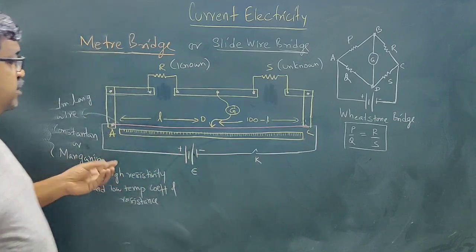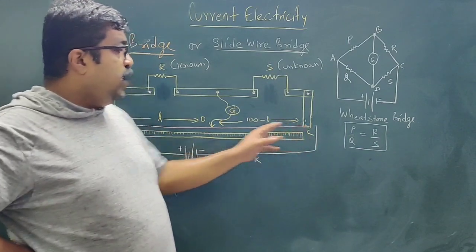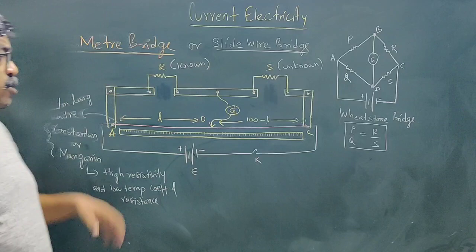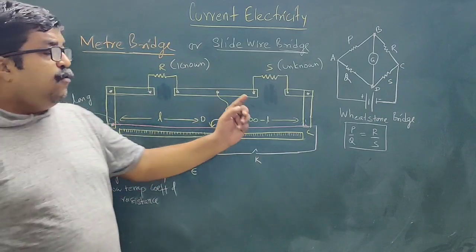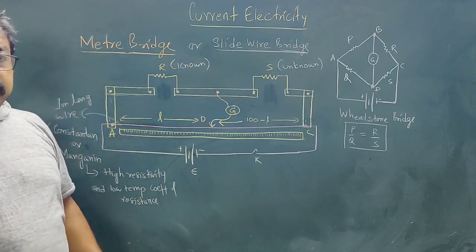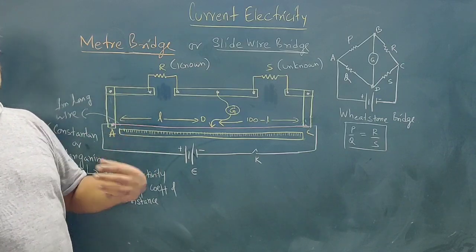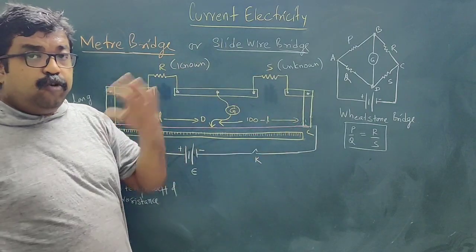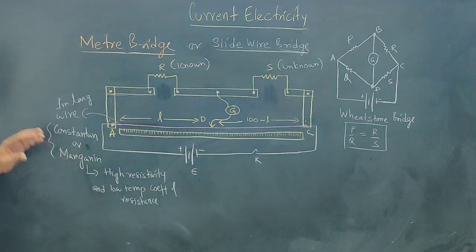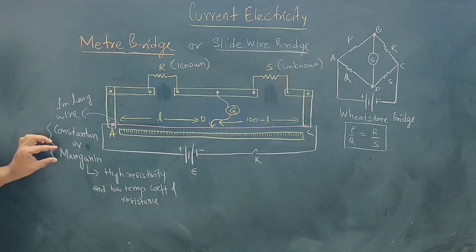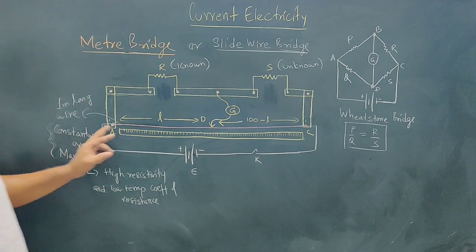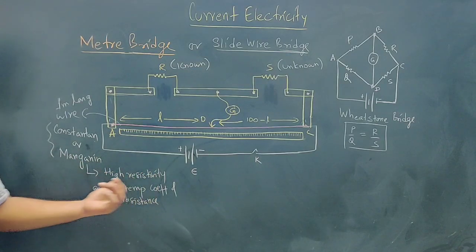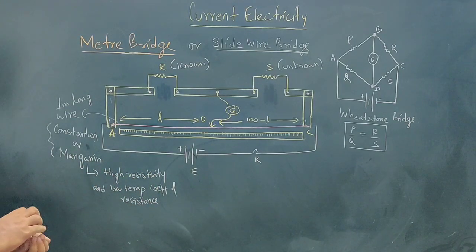So it is for this reason that the resistance of this wire should not change as we conduct the experiment. Because as we conduct the experiment there will be flow of current in the wire. Now if the current flows continuously, temperature may rise, and if the temperature rises, the resistance may change. We don't want that to happen. So because of that we use constantan or manganese for this wire in the meter bridge, because they have high resistivity and low temperature coefficient of resistance.